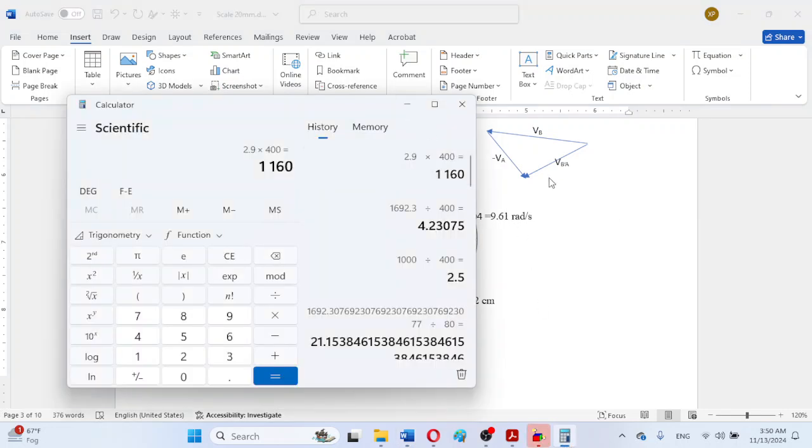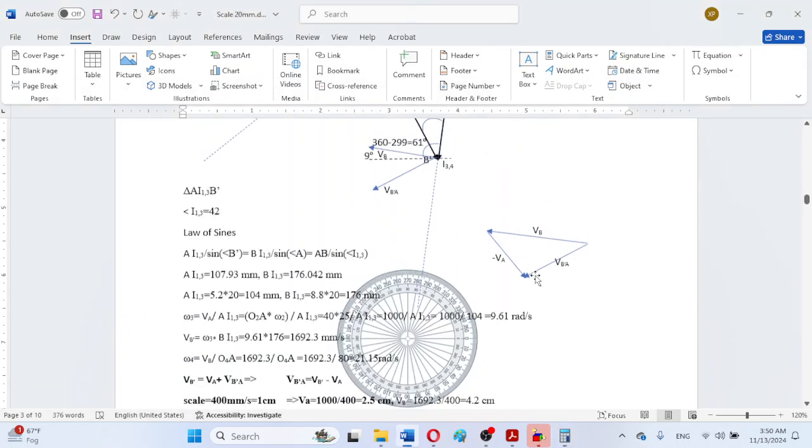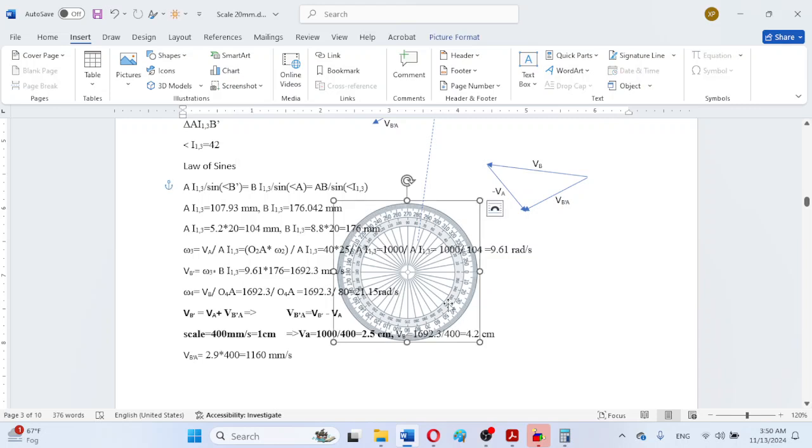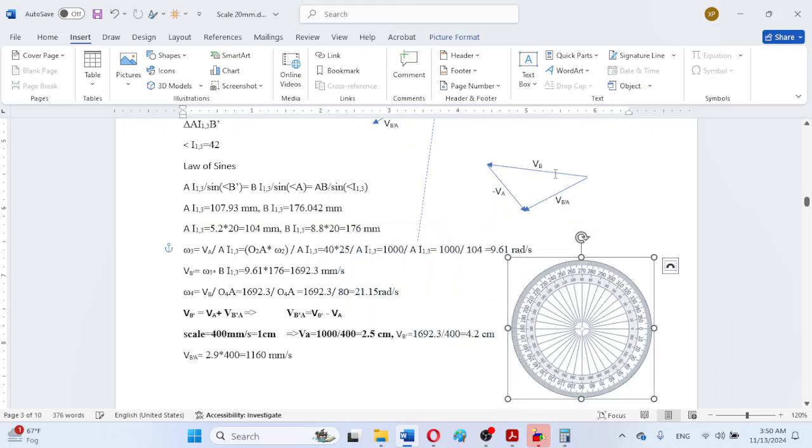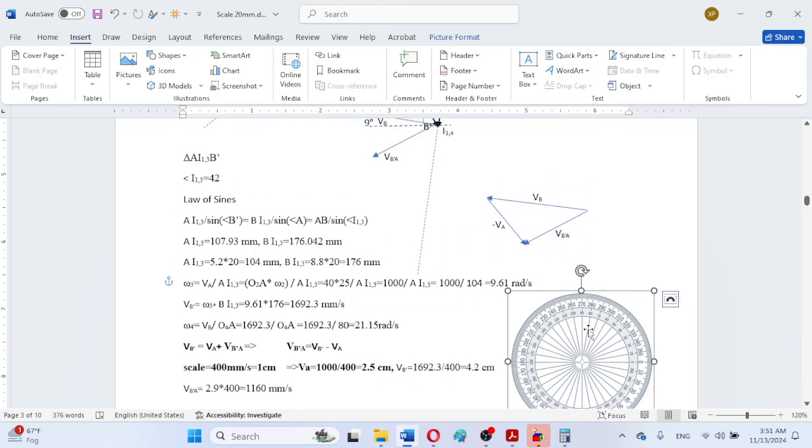Another way, we can simply use the law of sines at this triangle. So you can verify the results. If you find any discrepancy, you can let me know. You can make the trigonometric calculation on this triangle or angles yourself.